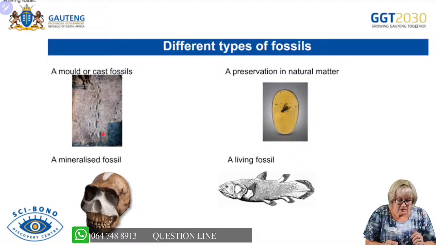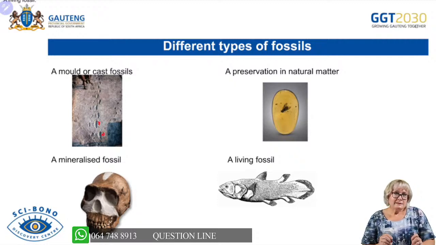So here are footprints that were made in stone. It could be that there was a volcano eruption and somebody walked over this, and that is why we see these footprints. So that's a type of fossil. Then we also get preservation in natural matter. And the photo here is showing a fly. Can you see there's a fly there that is caught in amber? All right, so that's also a fossil.